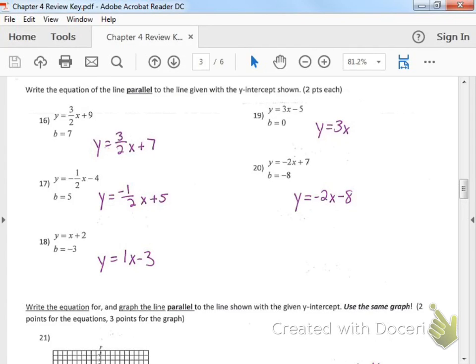So remember, parallel lines have the same slope. So on these, you're just taking the slope from the equation that's given, because we want a line that's parallel to that line. And you're using the new b. Raise your hand if you have any questions.